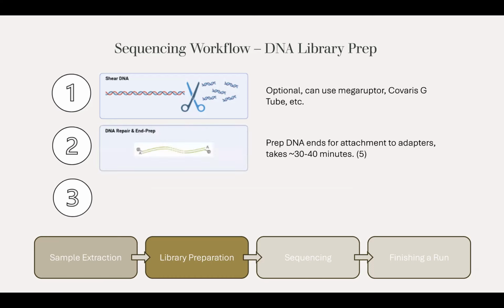Next, you go through DNA repair and end prep. And all of these, at least the second and third steps here, are as easy as purchasing a kit from ONT. They give you all the reagents. There may be a few third-party reagents you need to purchase. And then you just follow the steps throughout the ONT protocol.